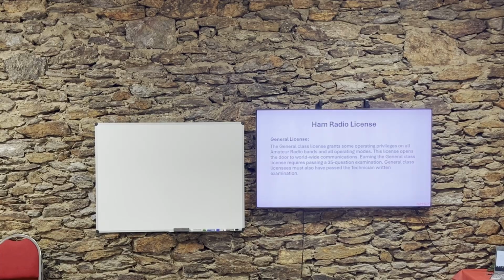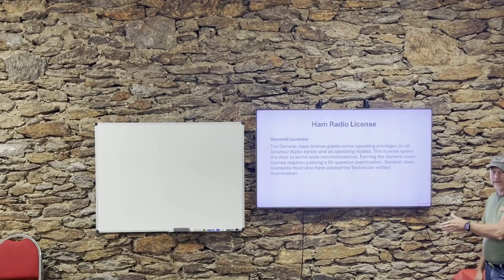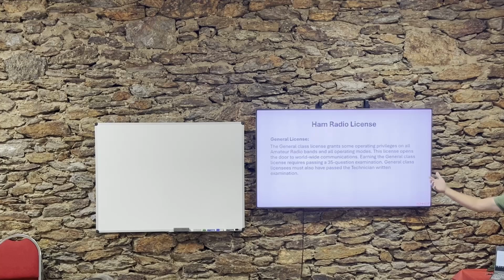All right. The next one is your general class. This is the next step up from technician. The general class license grants some operating privileges on all amateur radio bands and all operating modes. This license opens the door to worldwide communications. Earning the general class license requires passing another 35 question exam, and you must also have passed the technician written exam. You can't just say, hey, I want to go for the expert test. You have to go through each one at a time, because a lot of it is repetitive, but each section has more information you need to know before you go communicating worldwide. Now you're pulling from about 400 or 500 questions, and they pull 35 out of that. So it gets progressively more difficult.